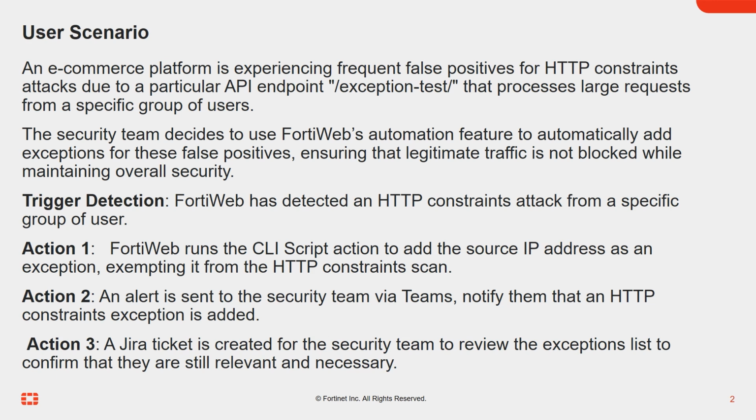To address this, the security team opts to use FortiWeb's automation feature. This allows them to automatically add exceptions for these false positives, ensuring legitimate traffic is allowed through while preserving overall security. In this video, we will be setting up trigger detection on the FortiWeb and actions to be configured in the FortiWeb. So let's get started.